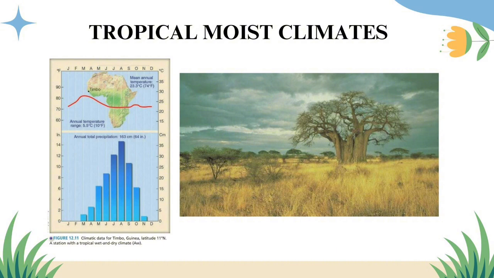So we have here what we call the climate graph that shows high average temperatures year round, around 25 to 27 degrees Celsius. So as you can see in the figure, the precipitation bar graph is tall and spread throughout the year, with peaks indicating wet seasons typical of savanna regions. So that is all about the tropical moist climates.